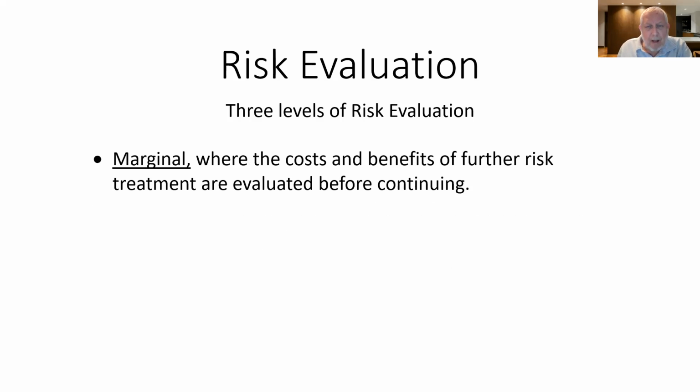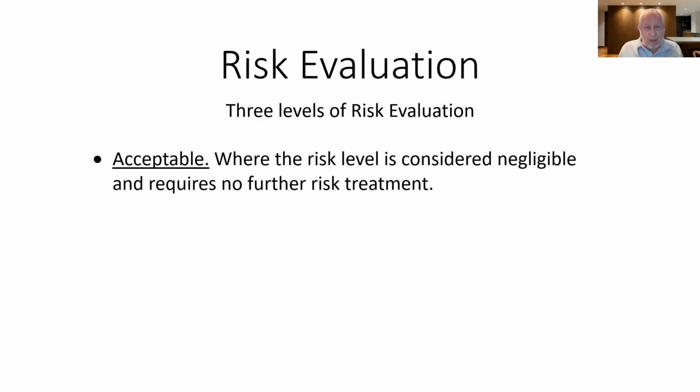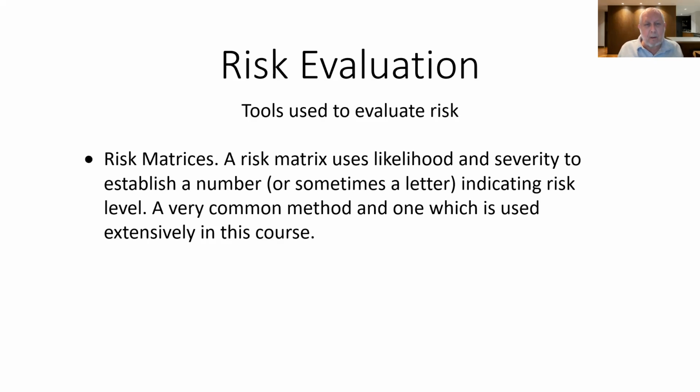Marginal, where the costs and benefits of further risk treatment are evaluated before continuing. So here you go. Now you've got something like, can we do this? I really want to spend this money on it. What can we do? Acceptable, where the risk level is considered negligible and requires no further risk treatment. We wish they all were, but they're not going to be. So that's the three major levels of risk evaluation in ISO.